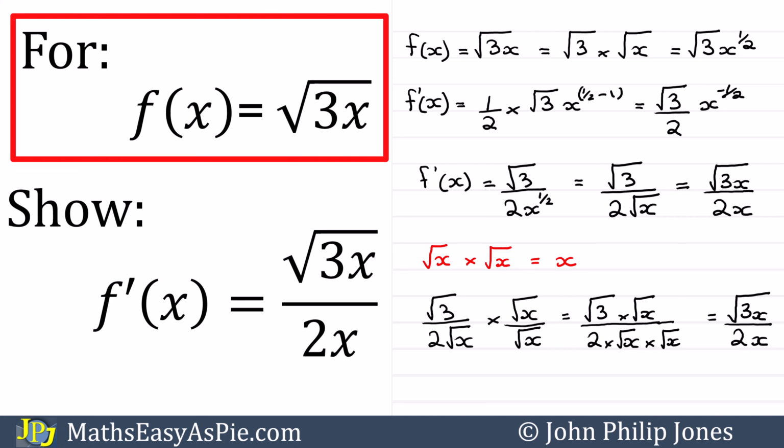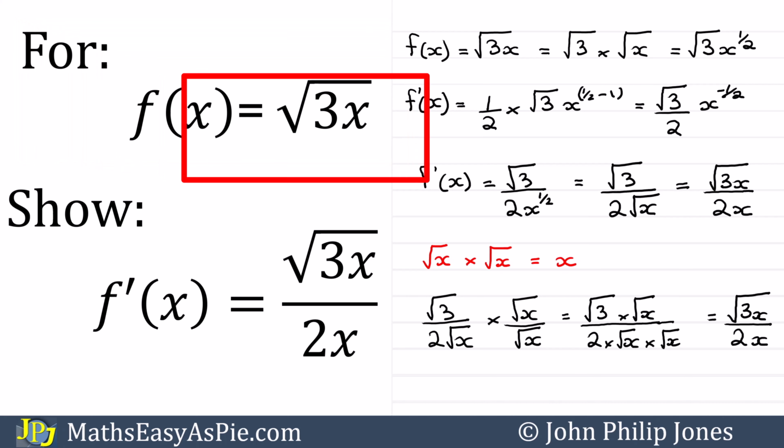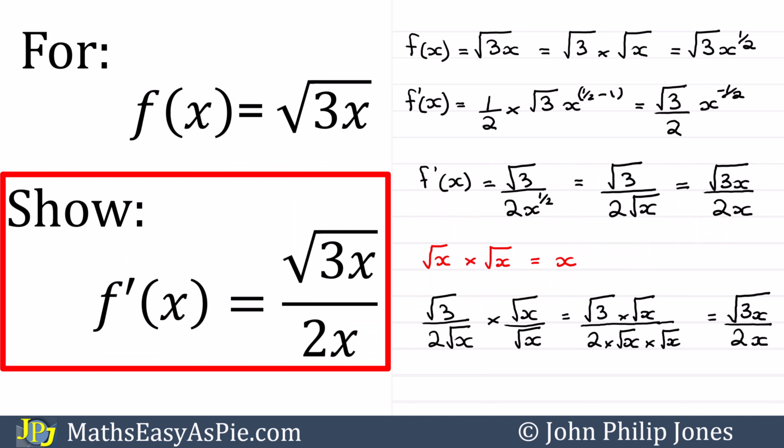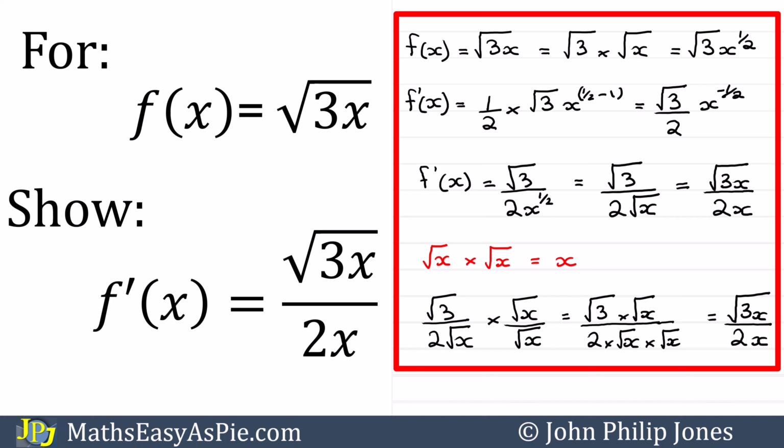So you can see, for f of x equals the square root of 3x, f prime is equal to this, which is the square root of 3x over 2x, which is exactly what the question was asking. It was asking us to show that f prime was equal to the square root of 3x over 2x, and I've done that here. It was a case of going one step further than I showed you in the previous video by, in this video, rationalizing the denominator to get rid of the square root from the bottom of the result I found here.